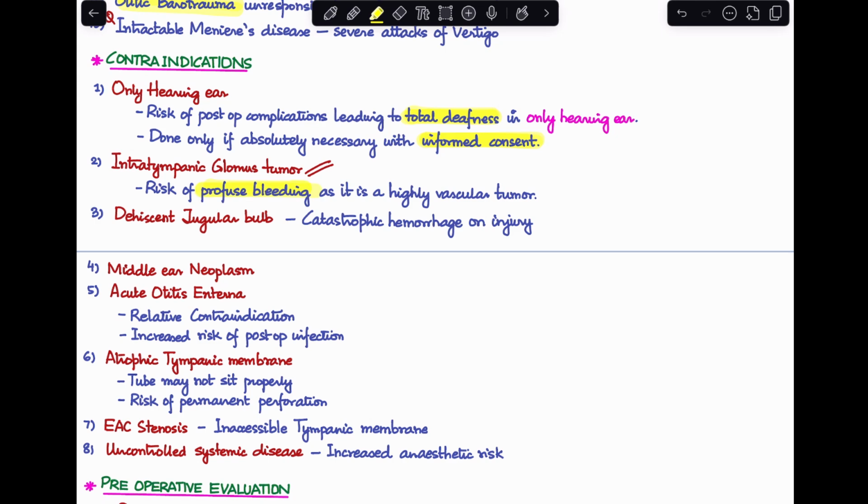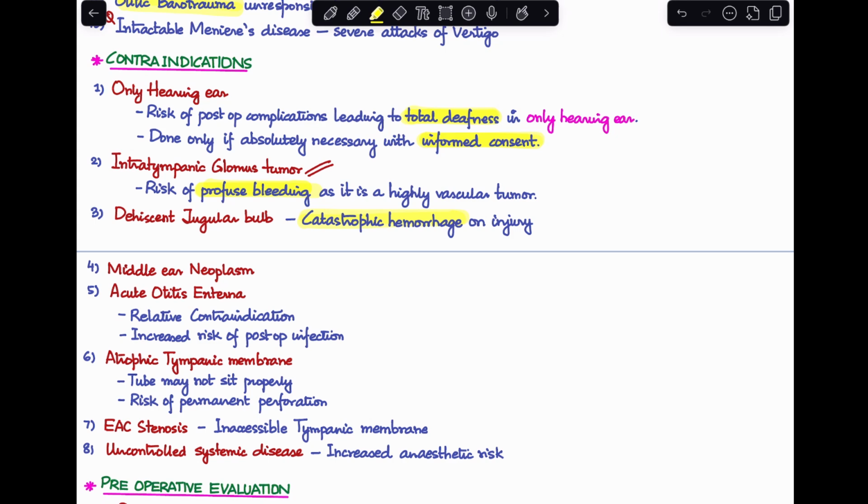Third contraindication is having a dehiscent jugular bulb. The jugular bulb lies in the floor of the middle ear. If the jugular bulb is dehiscent, again, you risk an injury because we usually give the incision of myringotomy in the antero-inferior quadrant. So, it is very close to the floor of the middle ear cavity. If there is a dehiscent jugular bulb, you risk having catastrophic hemorrhage in case it is injured. Next is middle ear neoplasm. If there is any suspicion of middle ear neoplasm, we should be very careful about doing this procedure.